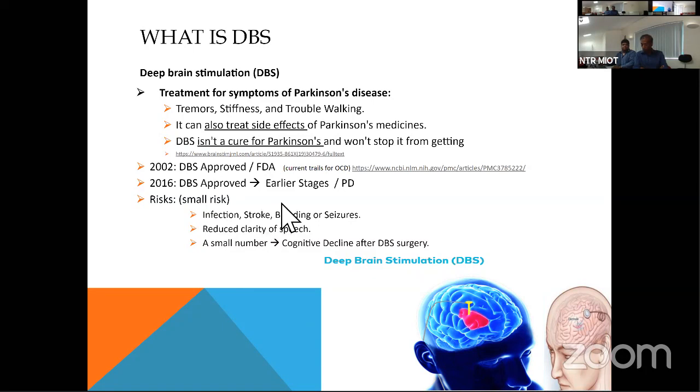So once you have the treatment, people with Parkinson's disease have at least a better effect for at least four years. That was the finding.